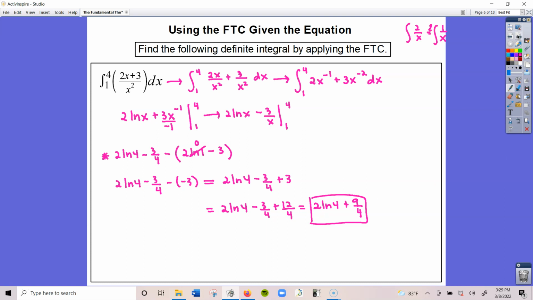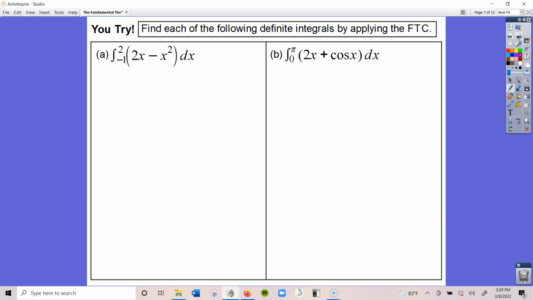Let's try a couple more examples. Here I want to evaluate this integral from negative 1 to 2 of 2x minus x squared. So first we're going to integrate. 2x would be 2x squared over 2 minus x to the third over 3, and I'm going to evaluate that from negative 1 to 2.